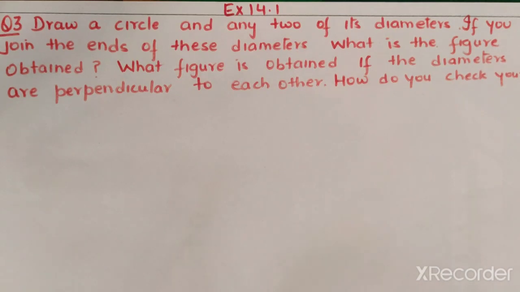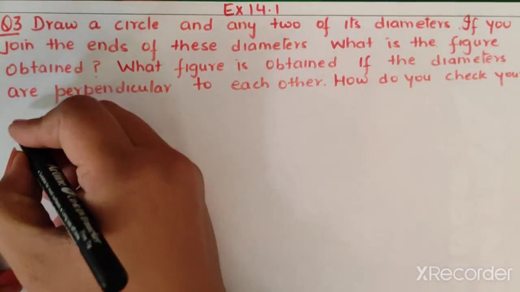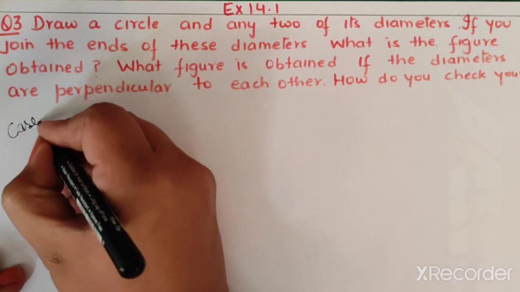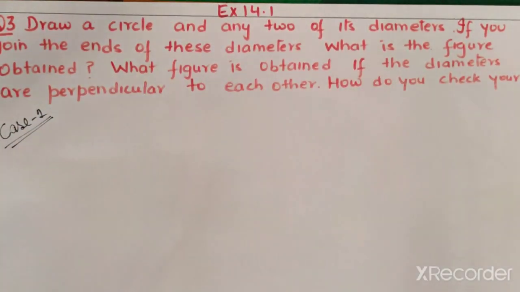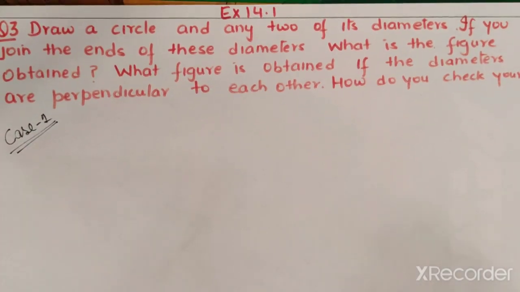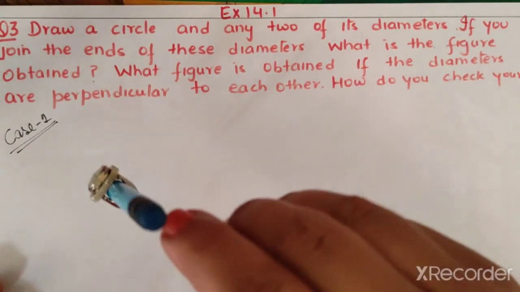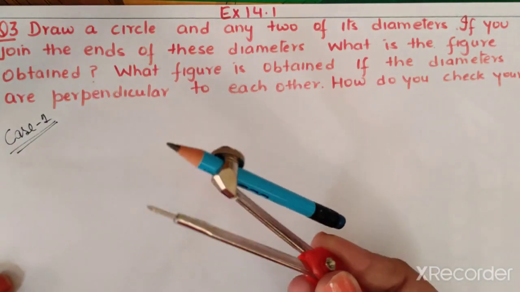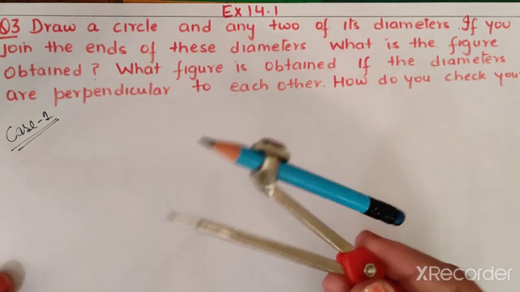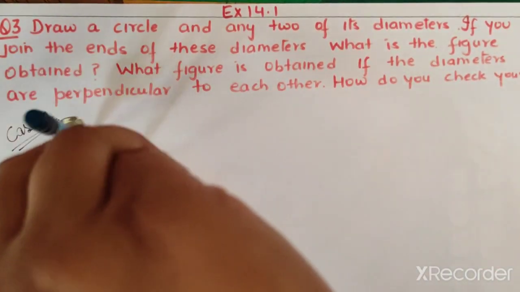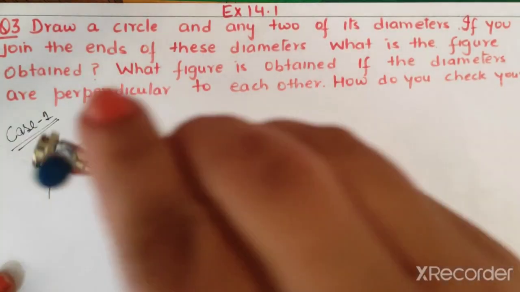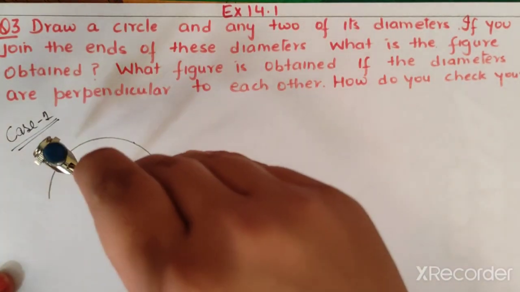Okay, now the first step is what? We have to draw any circle. Just check, there are two cases, so we will solve this question in two parts. So this is, I am going to discuss case 1, right? So case 1 is, I have to draw any circle. So I have taken randomly any radius, I have opened my compass with any length, and I am going to draw a circle here, right?